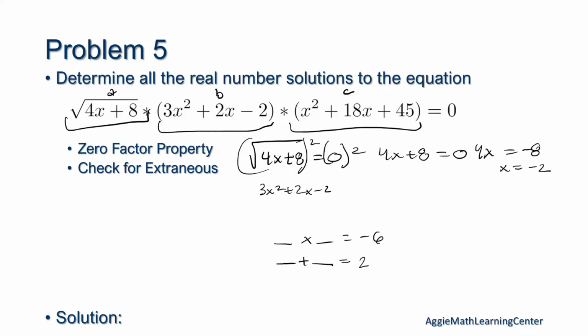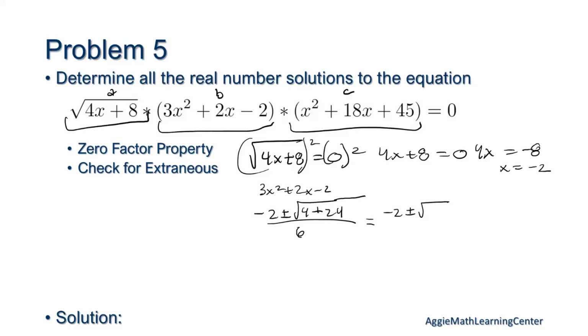I think we have to use the quadratic formula. So we have negative 2 plus or minus the square root of 4 minus 4 times negative 2, which is 8, times 3 is 24, all over 2 times 3, which is 6. Then we have negative 2 plus or minus the square root of 28 over 6.